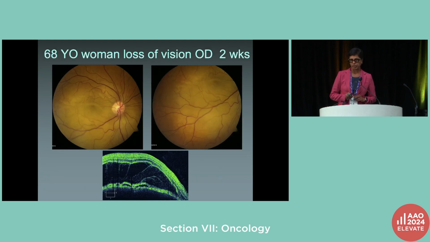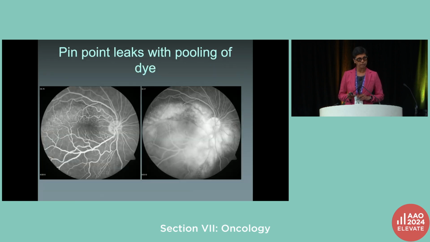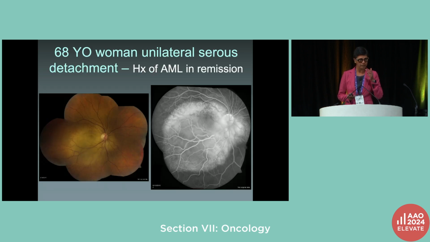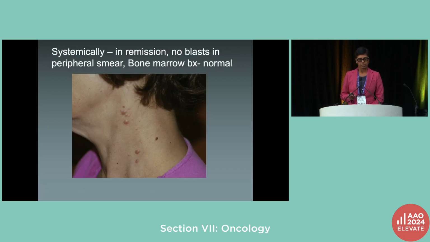This 68-year-old woman had loss of vision in the right eye for 2 weeks. She has a unilateral serous detachment. A fluorescein is typical of a serous detachment with pinpoint leakage. She has a history of AML but is in remission. The other eye is normal. And the oncologist tells me that her AML is in remission, her peripheral smear is devoid of any blast cells. And we looked at her skin, and we saw that she had these little lesions in her skin, and this was biopsied, and this is leukemia cutis.